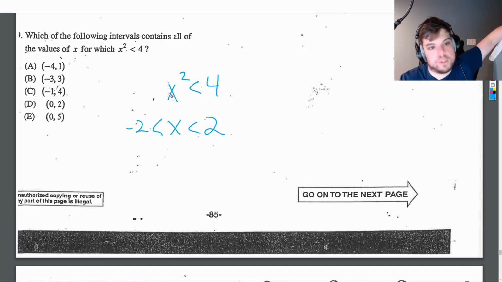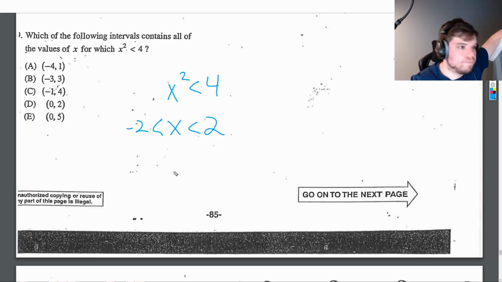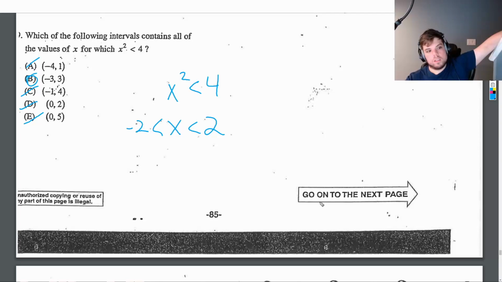2 is not good. 2 is not less. 2 squared is not less than 4. 2 squared is equal to 4. So it's strictly between these two. So yeah, this does not contain all the values because 1.5 is a value, for instance. This does not, wait, yeah, that works. -1 to 4 doesn't contain all the values because -1.5 works. This doesn't contain all the values, this doesn't contain all the values. So the answer is B.